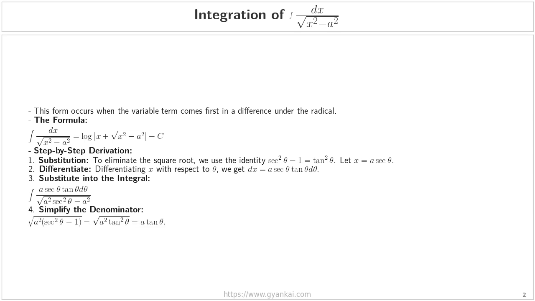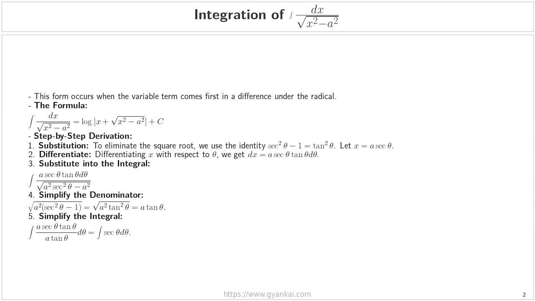Step 4, simplify the denominator. Let's focus on simplifying the square root in the denominator. We can factor out a squared, leaving us with the square root of secant squared theta minus 1. And as we mentioned earlier, secant squared theta minus 1 is just tangent squared theta. So, the square root of a squared times tangent squared theta simplifies to a times the absolute value of tangent theta.